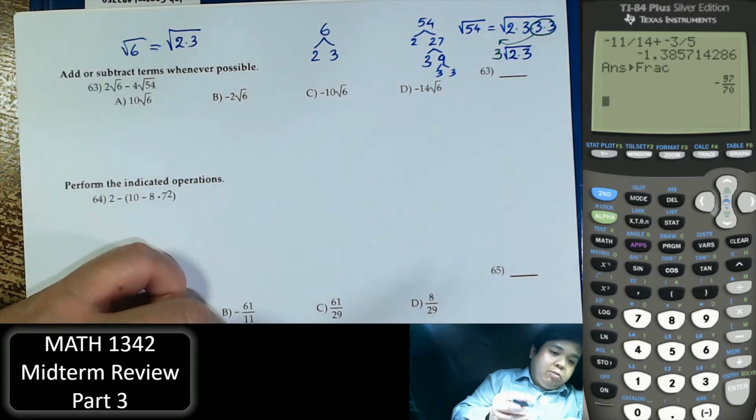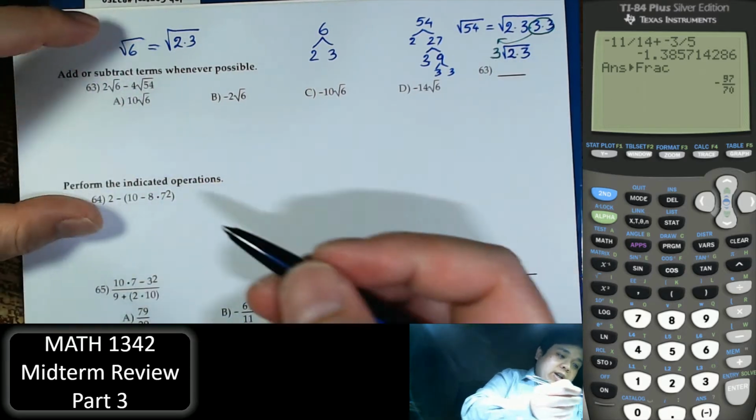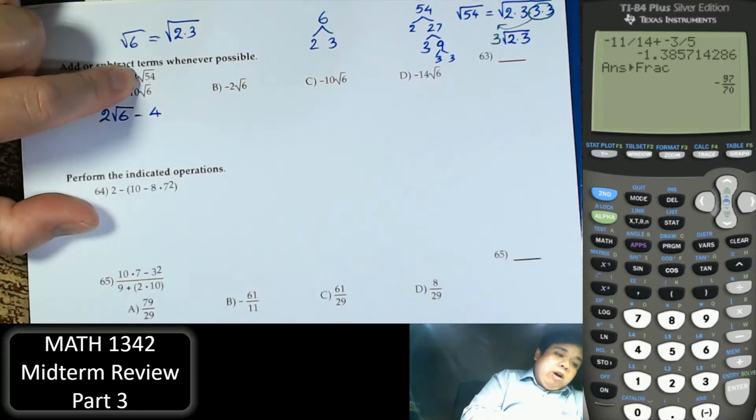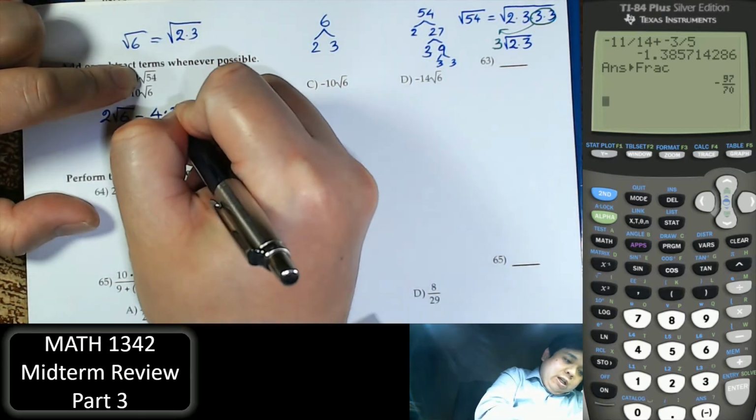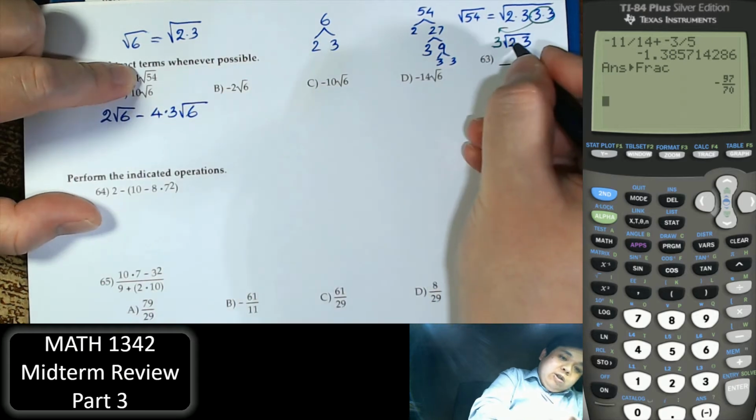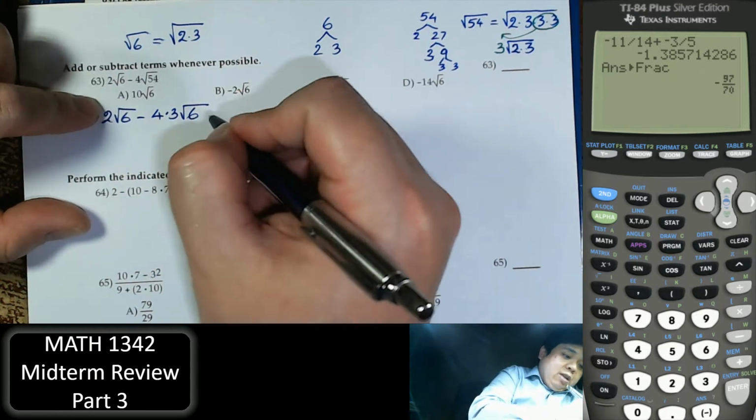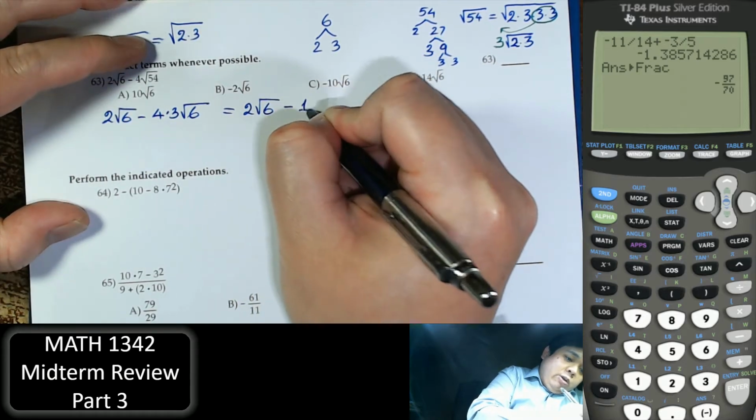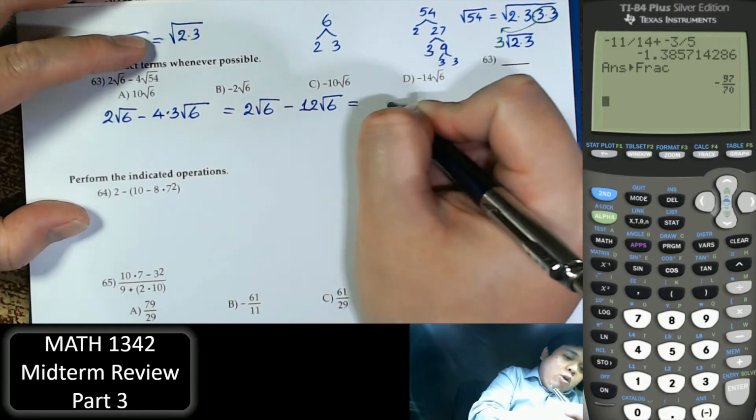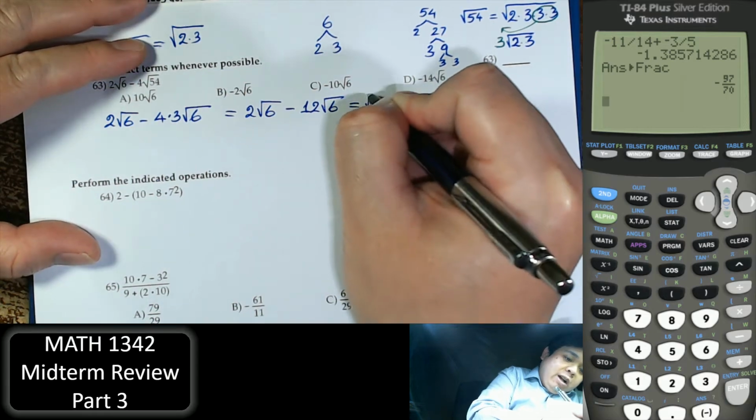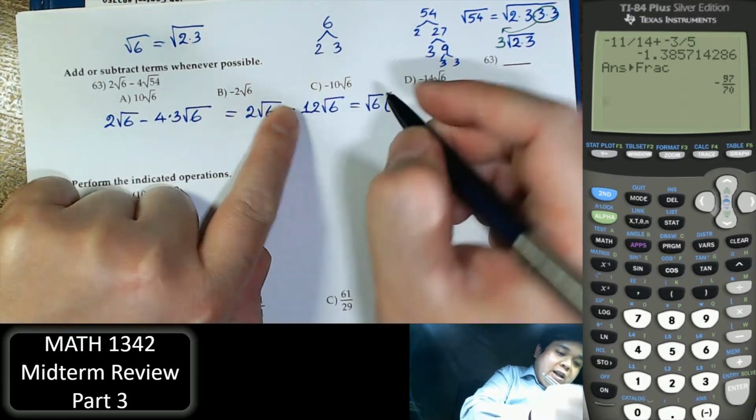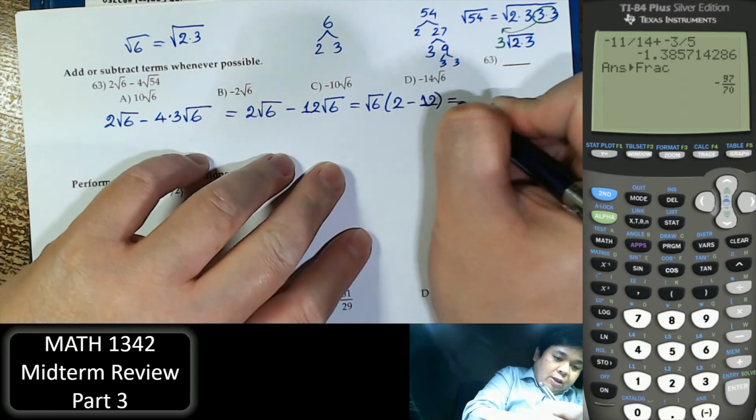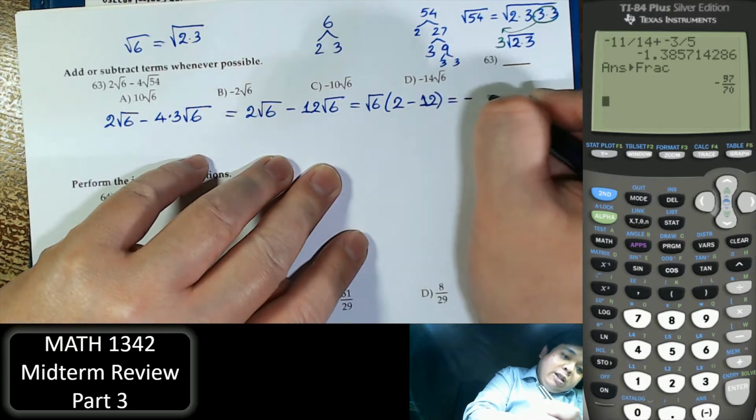Or just 3 square root of 6, if you will. So we have 2 square root of 6 minus 4 times square root of 54, and square root of 54 is 3 square root of 6. 4 times 3 is 12. And that's what we have. So we have 2 square root of 6 minus 12 square root of 6. Both of them have square root of 6, so I factor out square root of 6 and am left with 2 minus 12, which would be negative 10, by the way.